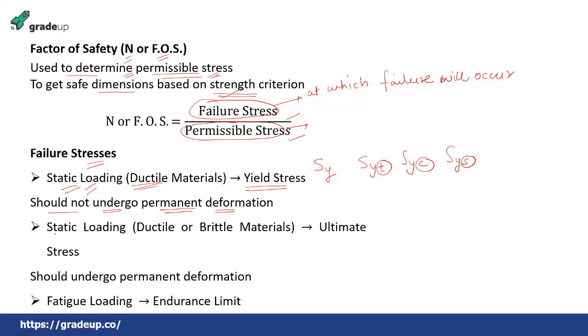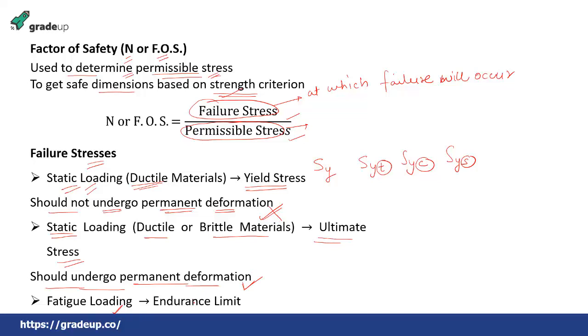Another case: the same static loading can be undergone by a ductile or brittle material. In that case it is the ultimate stress, and permanent deformation is allowed. In the earlier case, permanent deformation is not allowed.